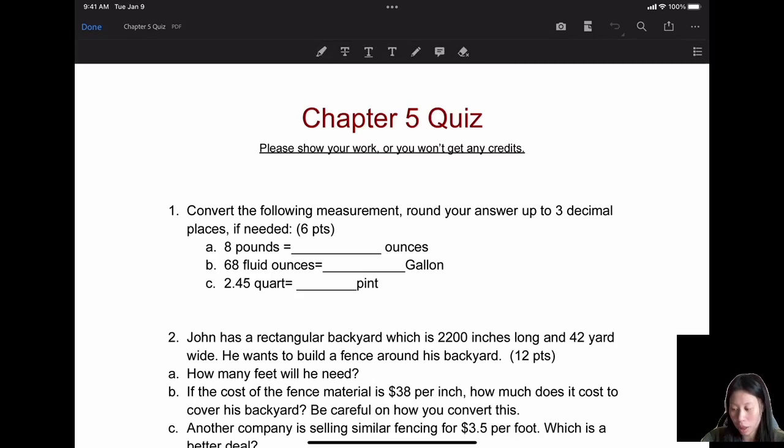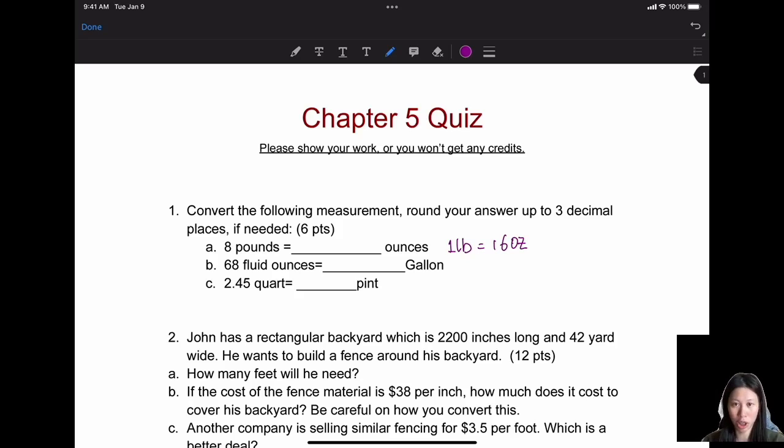So, we know that 1 pound equals 16 ounces. So now you have 8 pounds. From a bigger number converted to a smaller number, we need to times the conversion unit, right? So I have 8 times 16, which equals 128. So that means here should be 128.